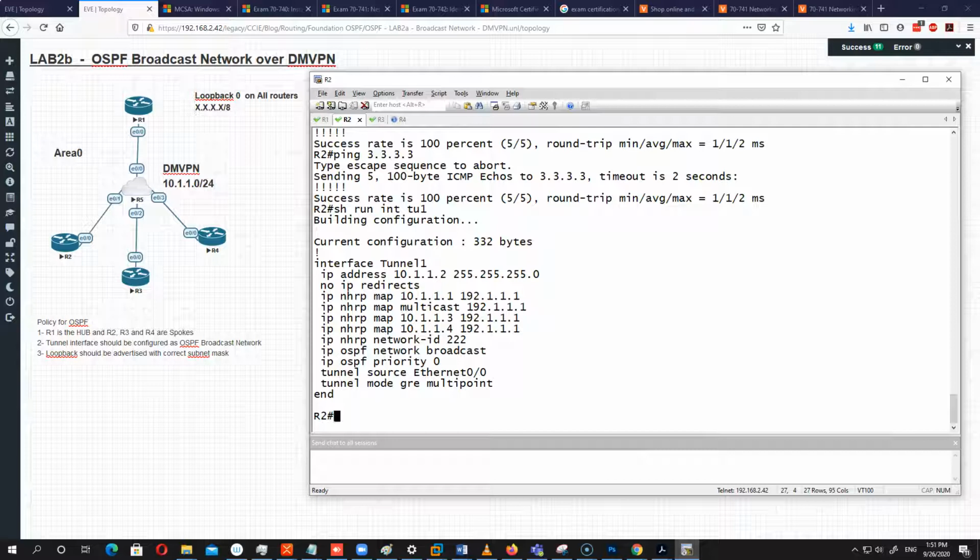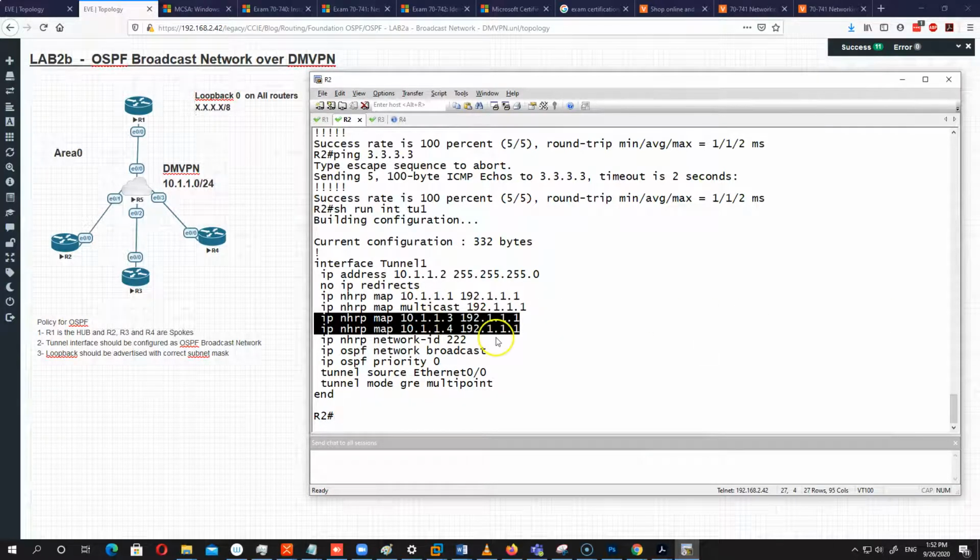Okay. Now let's move on to the reachability. For reachability to the spokes, we must have the mapping, because we are doing static map. If we had a dynamic map, it should have worked. We should have a mapping to their tunnel addresses through the hub, right?